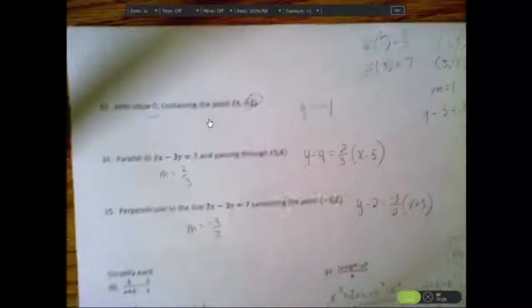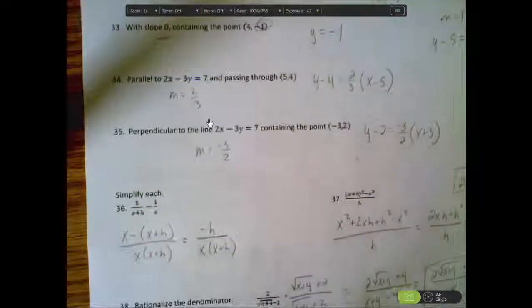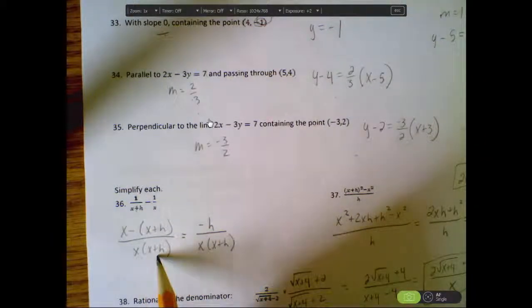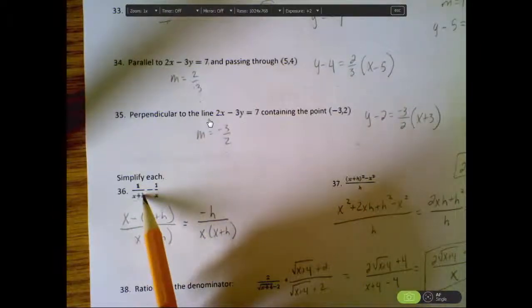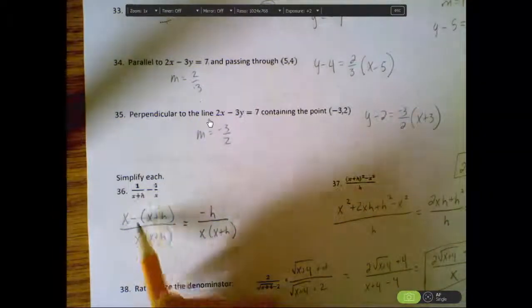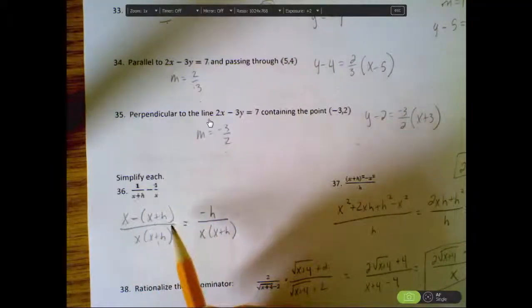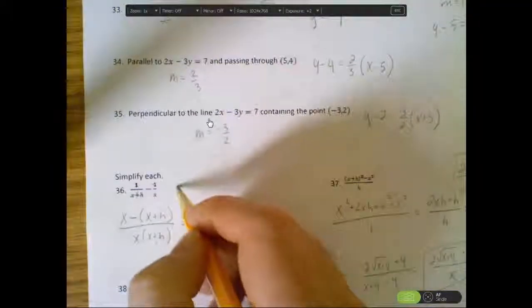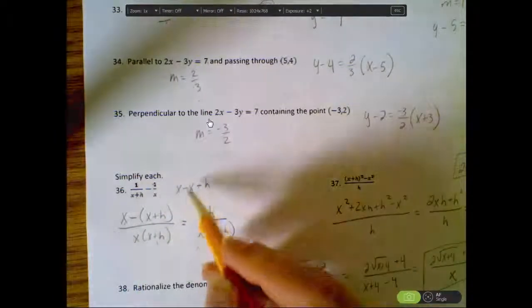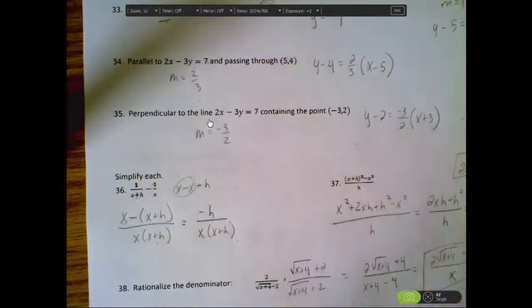Again, I'm going to keep going because these are getting short. In order to simplify, you need a common denominator. The common denominator between x plus h and x is x times x plus h. So I need to multiply the first fraction by x and the second fraction by x plus h. This minus sign gets distributed throughout the parentheses, and when you do that, you get x minus h, and the x's cancel out. So you're left with -h over x times x plus h.